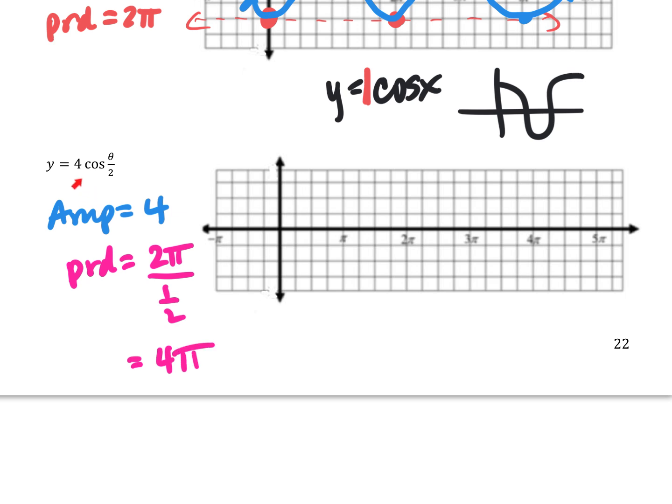Here is cosine. Oh wait, we gotta go put in our amplitudes, right? 4s and -4s.